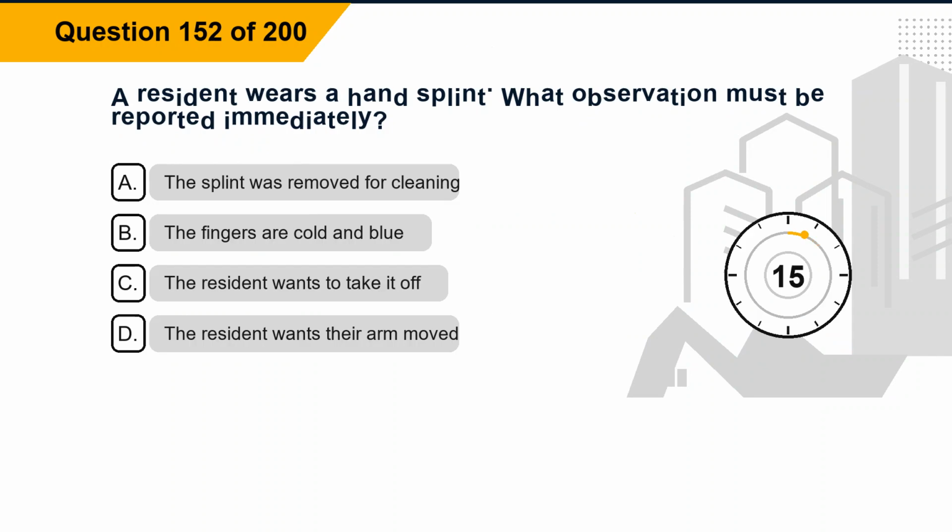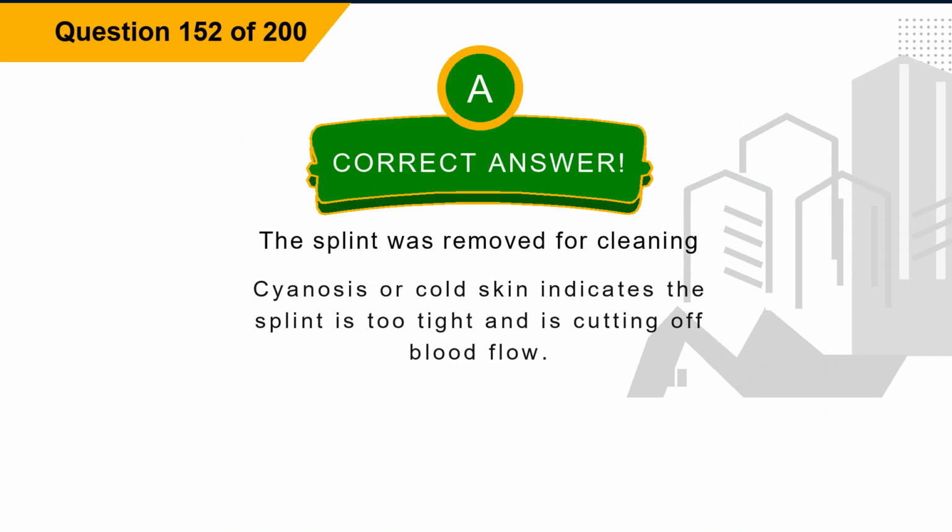Question 152. A resident wears a hand splint. What observation must be reported immediately? Option A, the splint was removed for cleaning. Option B, the fingers are cold and blue. Option C, the resident wants to take it off. Option D, the resident wants their arm moved. The correct answer is option A, the splint was removed for cleaning. Explanation. Cyanosis or cold skin indicates the splint is too tight and is cutting off blood flow.